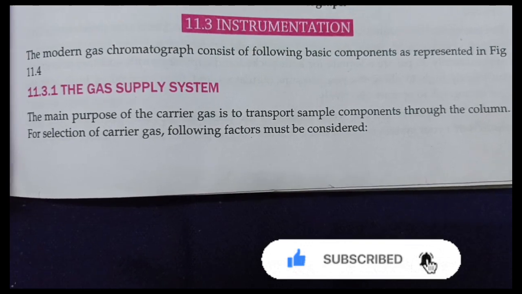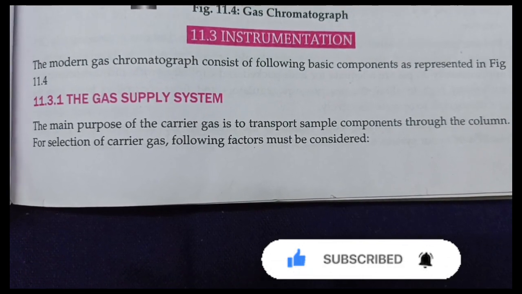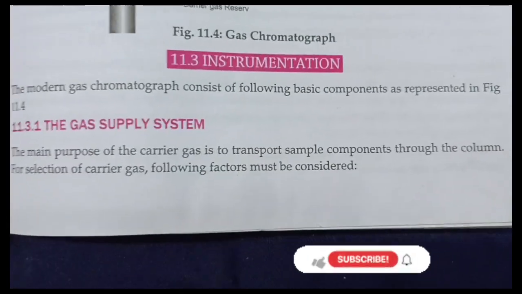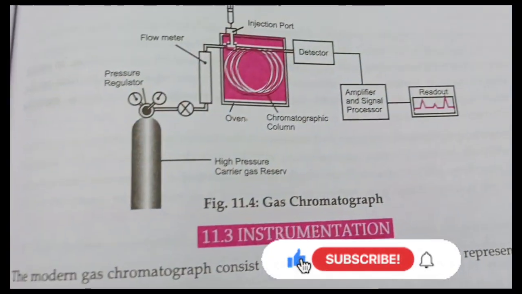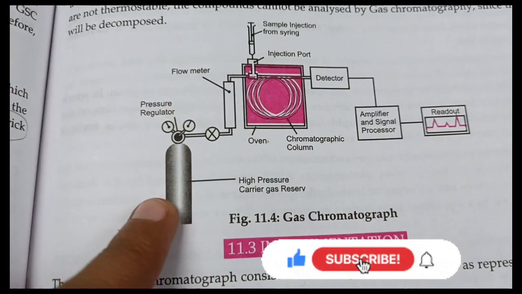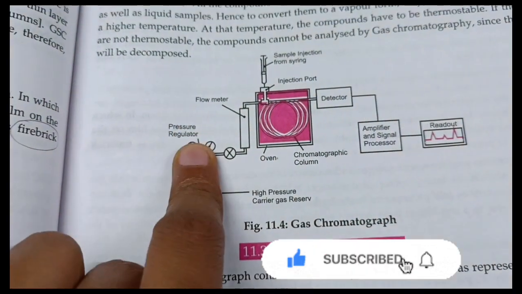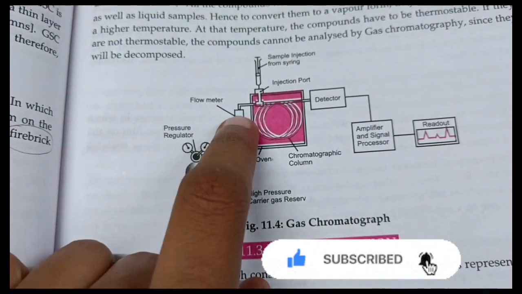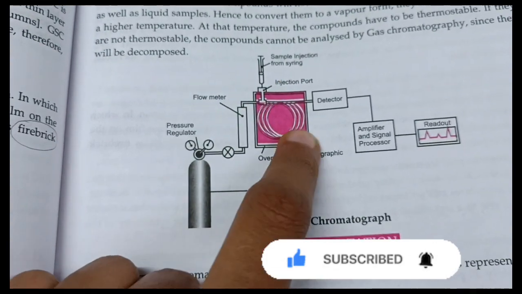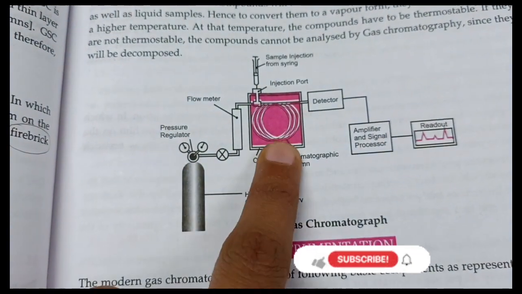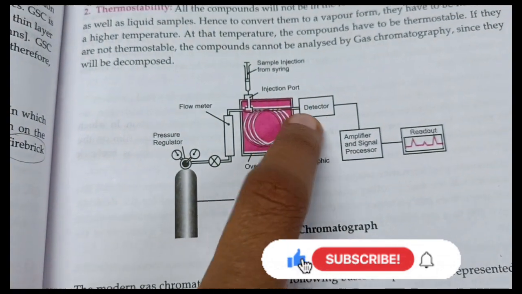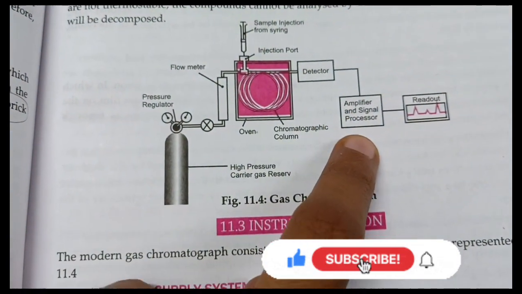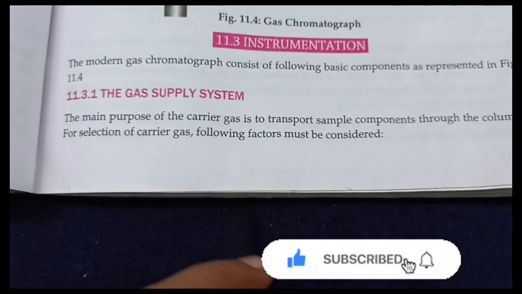Instrumentation of gas chromatography. The modern gas chromatograph consists of the following basic components as represented in the figure: carrier gas, pressure regulator, then flow meter, then sample injector, and then the chromatography column. This is the column oven, detector, amplifier, and readout.